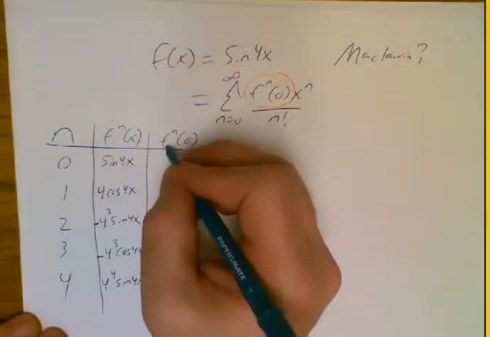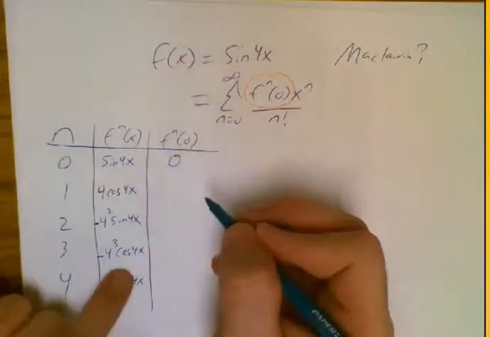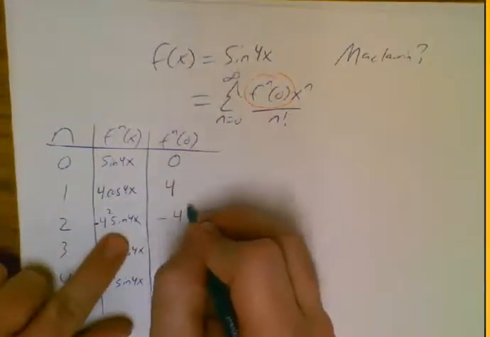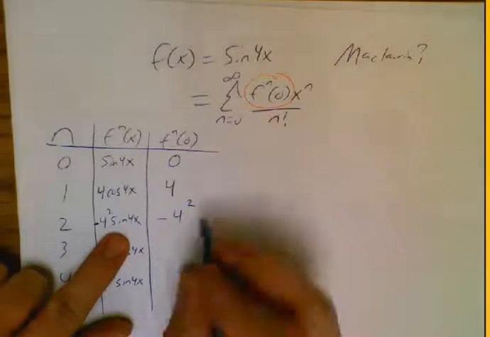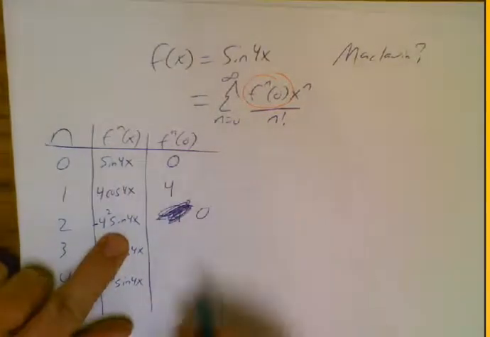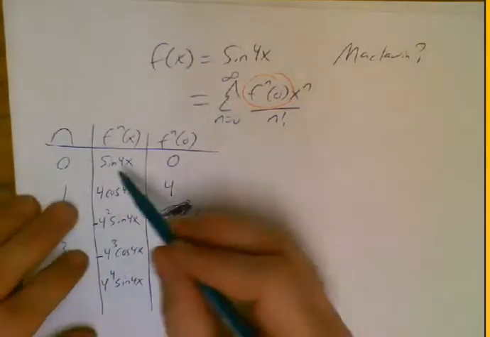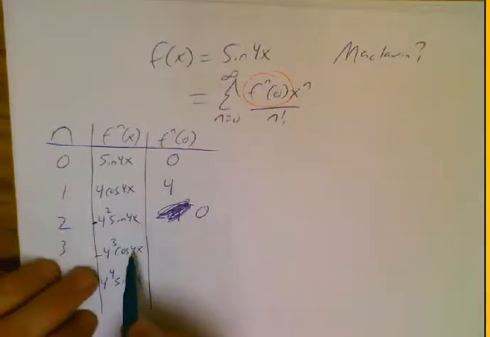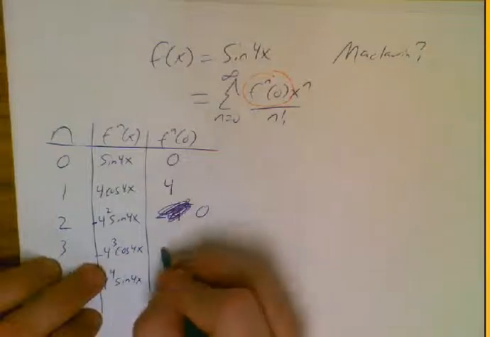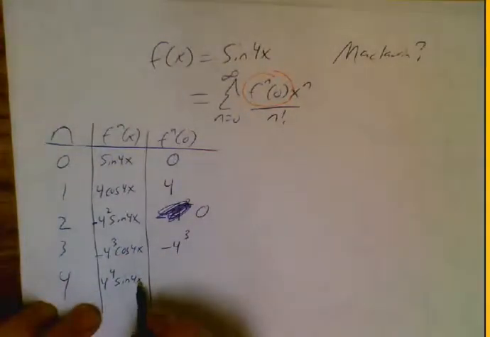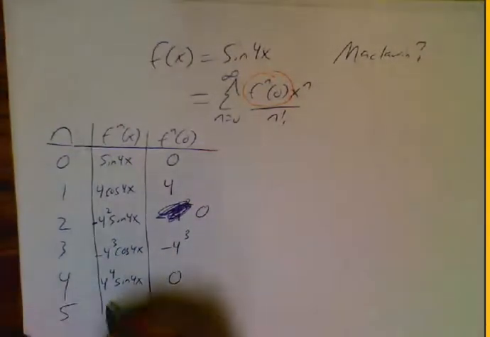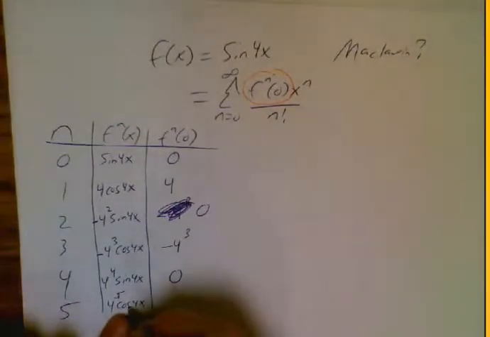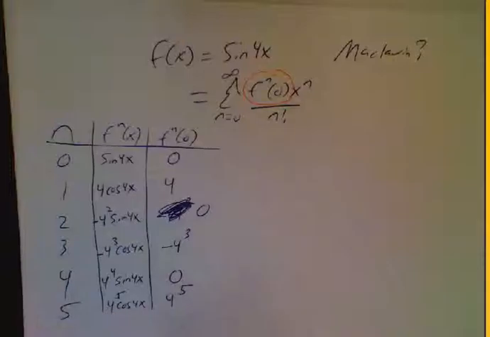So f^n of 0: if I plug in 0, well, that's still 0. Plug in 0 here, that's going to be 4. This is going to be negative 4 squared sine, I'm sorry, that's a 0. I got excited because I saw something different. So plug in 0, you get 0. Plug in 0 here, you get 1 times 4. Plug in 0 here, you get 0. Plug in 0 here, you get 1 times negative 4 cubed. And then plug in 0 here, you get 0. And if I did one more, 4 to the 5th cosine 4x, if I plug in 0 here, I get 1 times 4 to the 5th, positive.